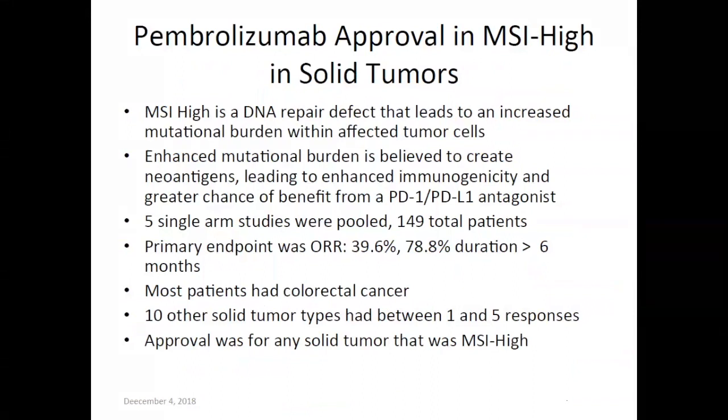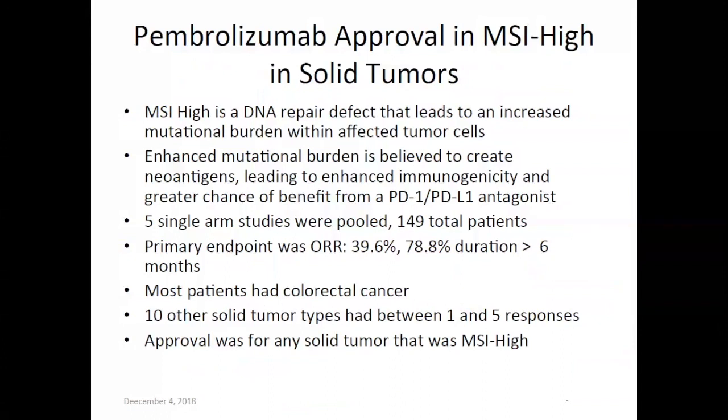There's an enhanced mutational burden in some of these tumors that leads to enhanced immunogenicity. And there's a lot of science suggesting that, on average, tumors with high mutational burden will be more likely to benefit from these kinds of therapies. Spectacular results are seen among responders that have never been seen before. Five single-arm studies were pooled, and the primary endpoint was overall response rate. Again, overall response rate is not guaranteed to really correlate with survival, but they had an overall response rate of 40%, and 80% had a duration of greater than 6 months.